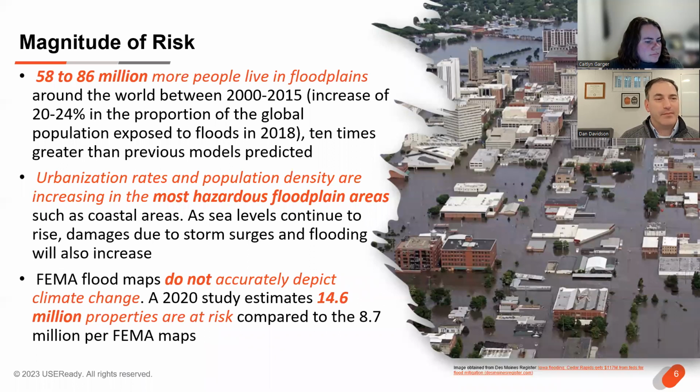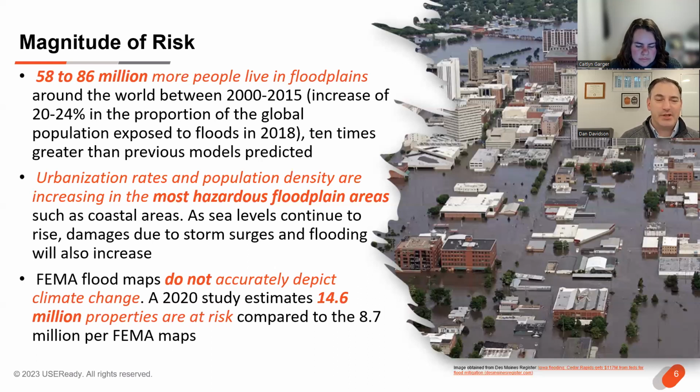So some other factoids here. A lot of these have to do with flooding as an example. Between 58 to 86 million more people lived in floodplains around the world between 2000 and 2015. That's an increase of about 20 to 24% of the proportion of global population. And this is not only being driven by climate change, but it also has to do with urbanization. More and more people are moving into urbanized areas that happen to be in some of the most hazardous floodplain areas. So even if you are saying that climate risk isn't increasing, more and more people and more assets are moving towards the areas where climate risk is a greater risk today. And we see that as sea levels continue to rise, damages due to storm surges and flooding also increase.